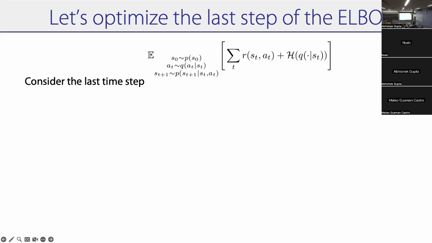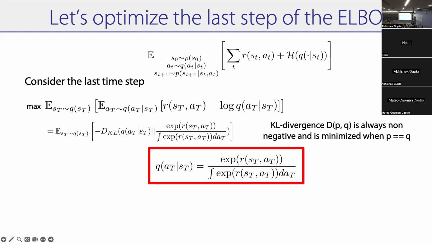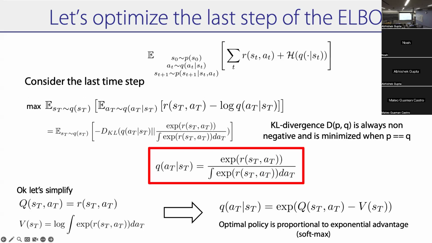There we go. Okay, so what we showed is that in this last time step, Q is equal to R, V is equal to the softmax over Q, log integral exp Q. And that leads to the policy being equal to the exponential of Q minus V, or the exponential advantage. If you think of the advantage as how much better this action is than the average action, then your policy likelihood is the exponential of how much better that action is than the average. So things that are better are weighted high, and things that are worse are weighted low.